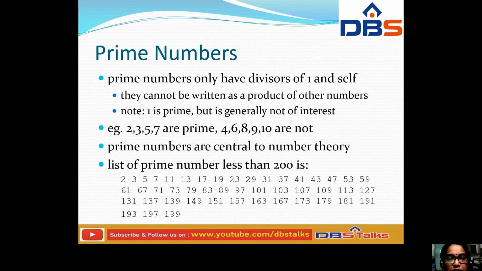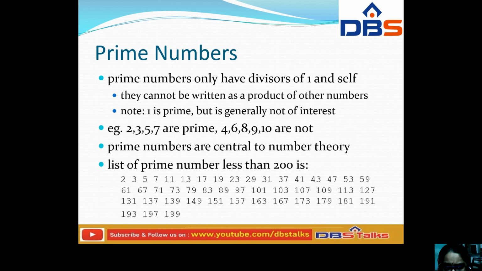From this we can say these are the list of prime numbers. Prime numbers have only the divisors 1 and themselves, they can't be written as a product of numbers. We could say 1 is prime, but generally it is not of interest. If we take the example 2, 3, 5 and 7, these are prime numbers. So from this we can say that 4, 6, 8, 10 are not prime numbers.